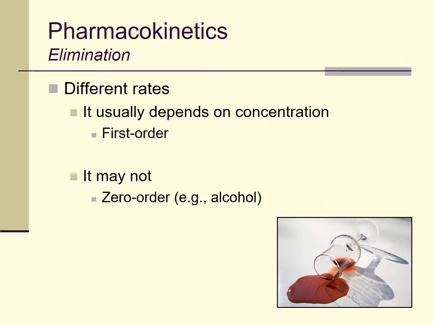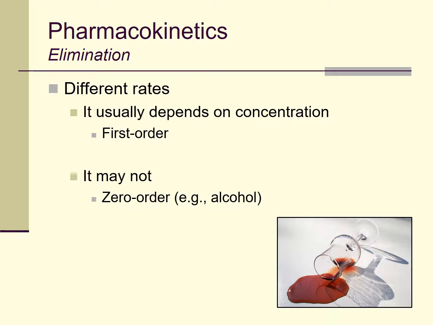People who study pharmacokinetics will attempt to model the rate of elimination of a drug, and different types of drugs will be broken down from the body at different rates. For some drugs, the rate at which they're broken down depends on their concentration within the body. These are called first-order drugs, at least in terms of their pharmacokinetics. Other drugs are not broken down based on how concentrated they are in your body. These are called zero-order drugs.